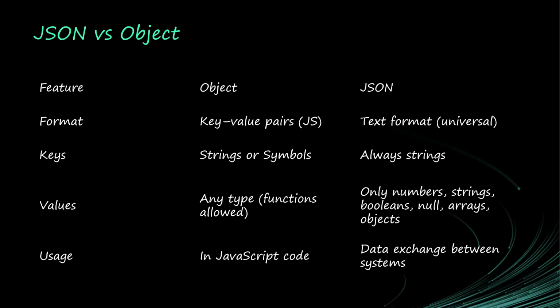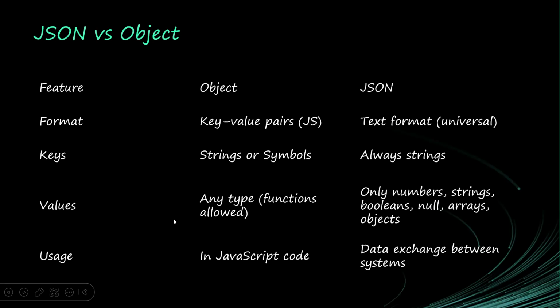So let's compare between the two. Let's compare their format. Objects are key value pairs. JSON is a text format. They also look like key value pairs, but the difference is that the keys are always in double quotes. For objects, the keys are strings or symbols, but for JSON, the keys are always strings. The format for JSON is that it's always text. JSON is always a text.